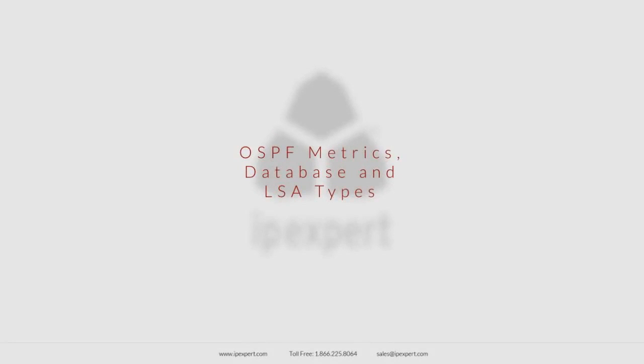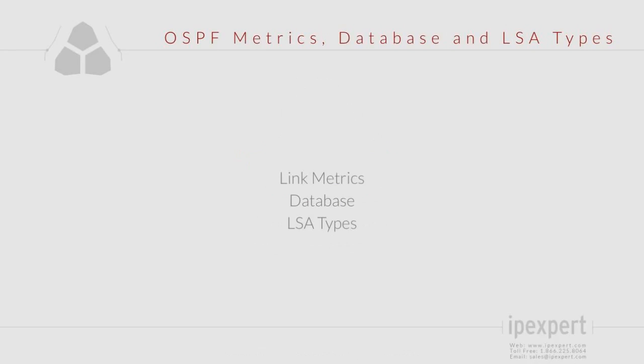We are now going to talk about OSPF metrics, the OSPF database, and the different LSA types. In this module, we are going to cover what the different link metrics are, how these values are constructed, how they can be modified, and then we are going to look into what's in the OSPF database, what is contained in the database, how this information is kept in the database, and how we can look into this information.